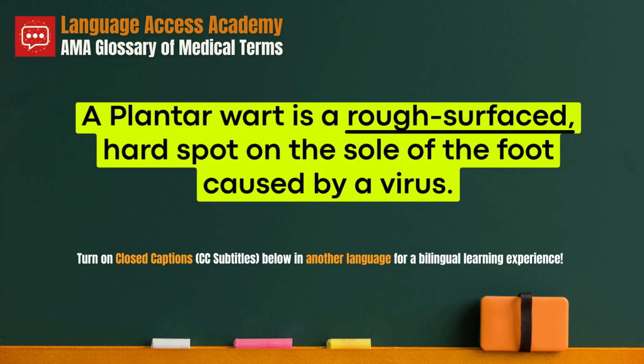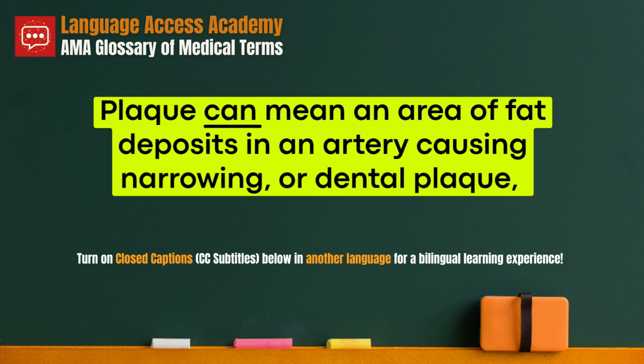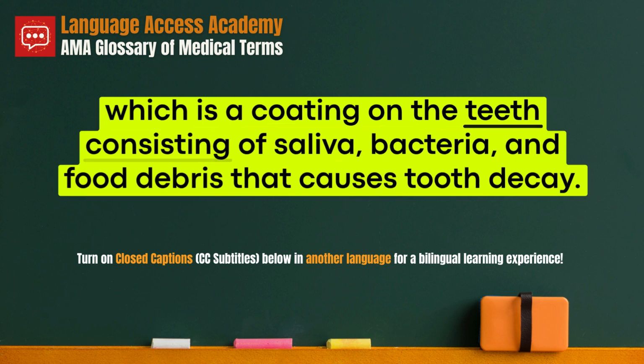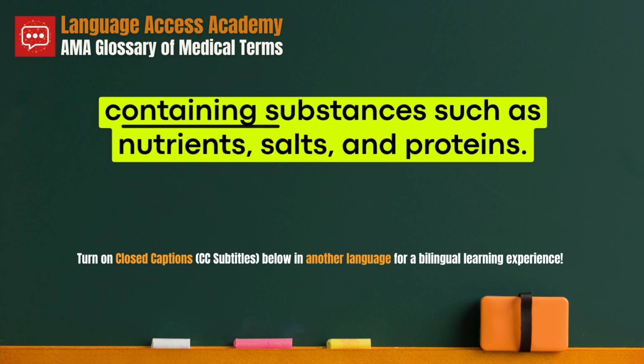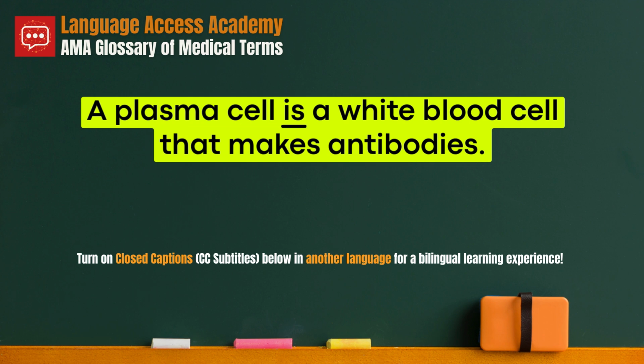A plantar wart is a rough-surfaced, hard spot on the sole of the foot caused by a virus. Plaque can mean an area of fat deposits in an artery causing narrowing, or dental plaque, which is a coating on the teeth consisting of saliva, bacteria, and food debris that causes tooth decay. Plasma is the liquid part of the blood containing substances such as nutrients, salts, and proteins. A plasma cell is a white blood cell that makes antibodies.